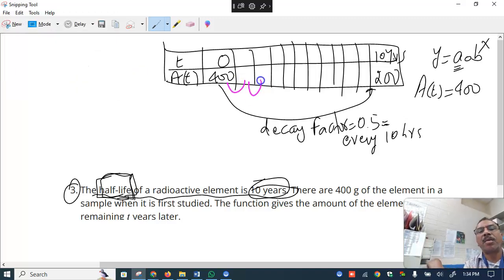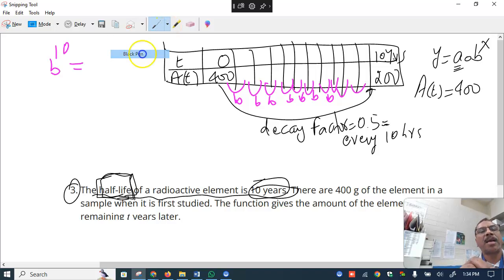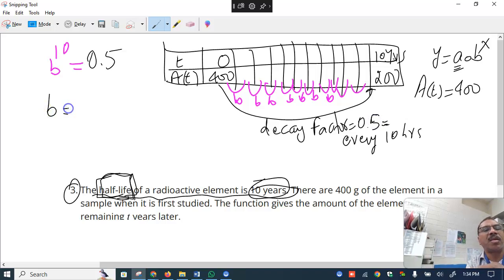So these are all 10 times you multiply, going on multiplying 10 of these pieces. Same thing as what I was showing: b raised to 10, this time it is 0.5. So this is the growth factor, which means b is 0.5 raised to 1/10. Now we want to know what A of t equals.